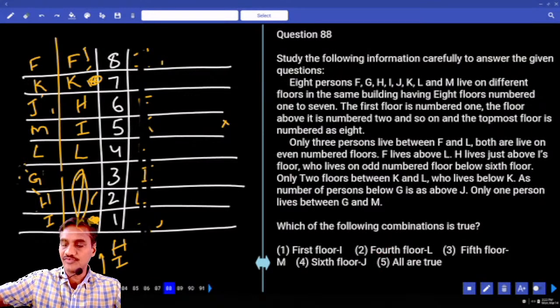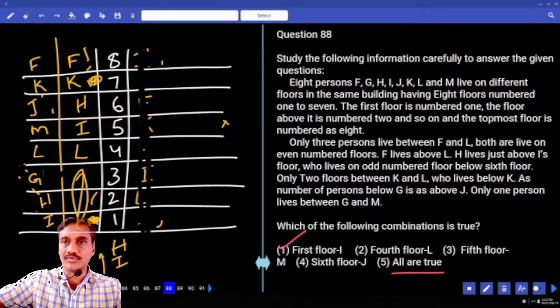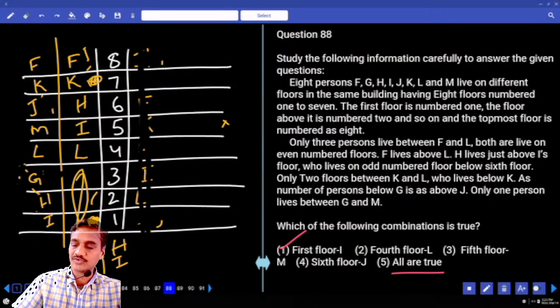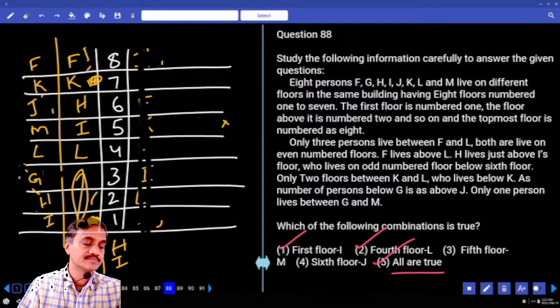And 88, which of the following combination is true? And first floor, I first floor another. I lives on first floor, definitely true. Hence question 88, it is choice 1. Now you have another choice like all are true. All are true means then we need to check out one more thing. 4th floor is L. 4th floor L correct together. And so all are true, that is choice 5, question number 88.